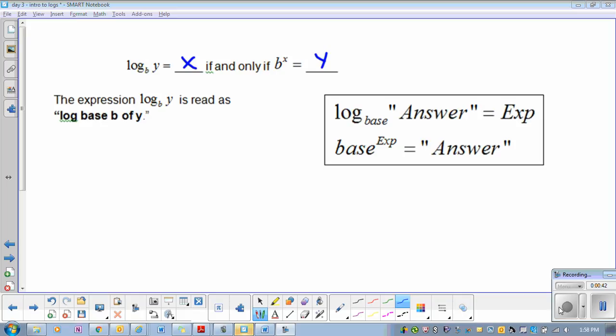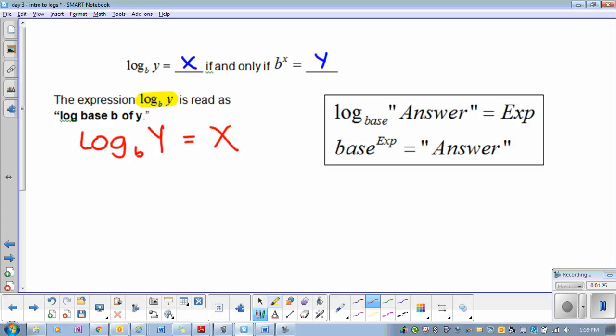How do you read this? Log base b, that little number is your base, of y. So you read that as log base b of y. Here's something I need you to write down right underneath it. If you want colored pencils, I have colored pencils. Whenever you write log, you put the little b there, you have the y, and that equals x.